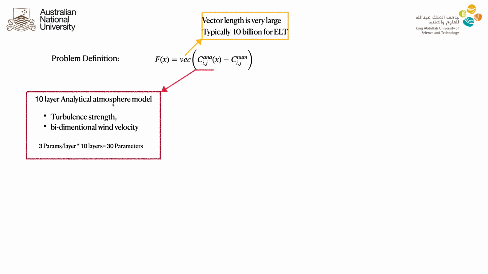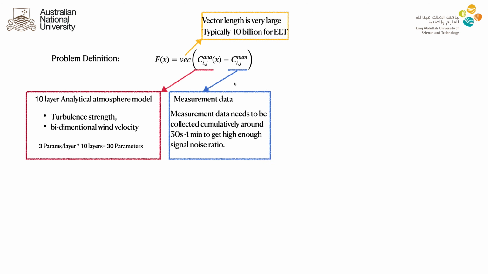This one is the 10-layer analytical atmosphere model. We choose 10 layers because usually ESO, the European Southern Observatory, also recommends such an analytical atmosphere model. And for how we get the numerical data, we need to collect cumulatively around 30 seconds to 1 minute to get a high enough signal-to-noise ratio.